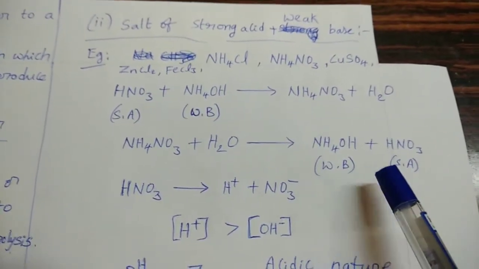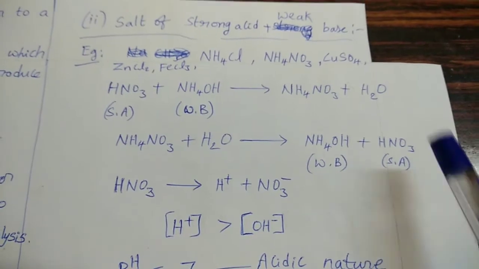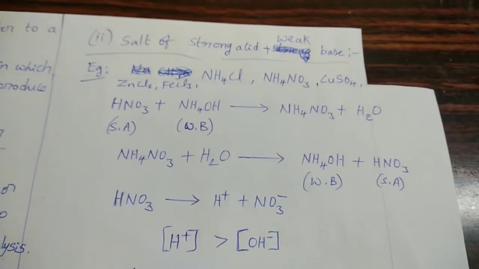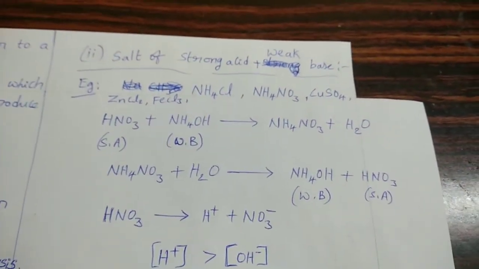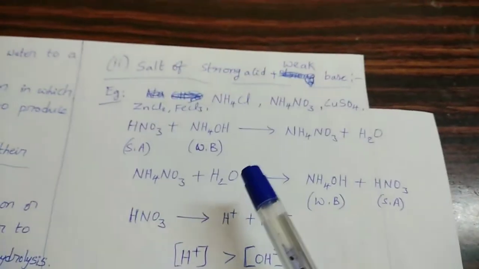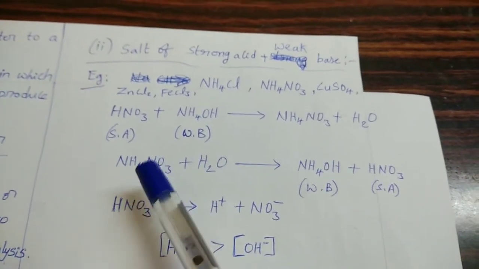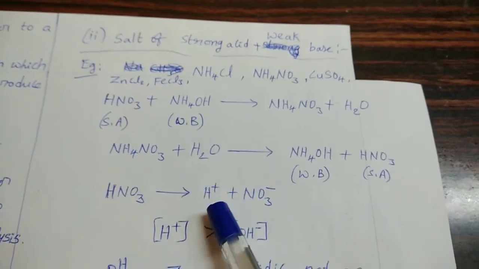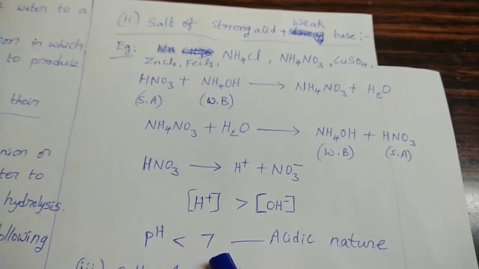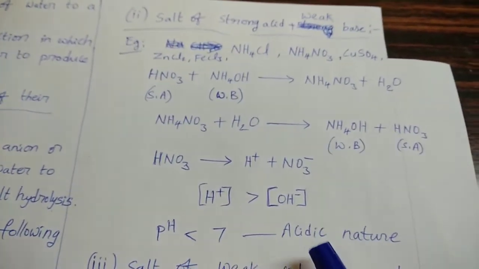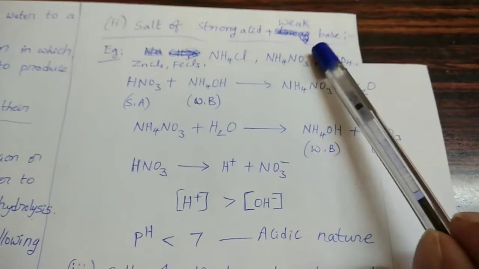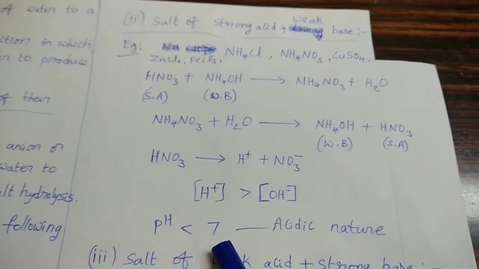Here the formed substances, see their nature. It is weak base, it is a strong acid. Weak base means its degree of ionization is less. Strong acid, HNO3, it is a strong acid, that's why it can ionize completely and produces H+ ions. So in the aqueous solution of ammonium nitrate, more number of H+ ions are there. The concentration of H+ ions is greater than OH- ion. Then what about pH? Less than 7. So we can conclude from this, the aqueous solution of salt of strong acid and weak base is acidic in nature. pH less than 7.